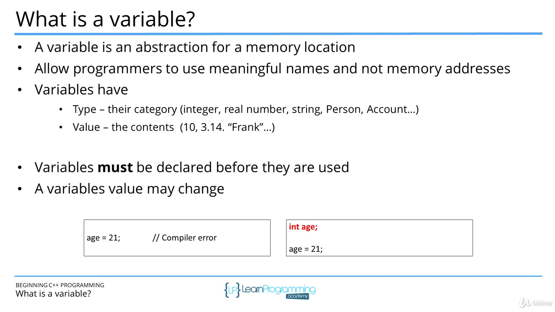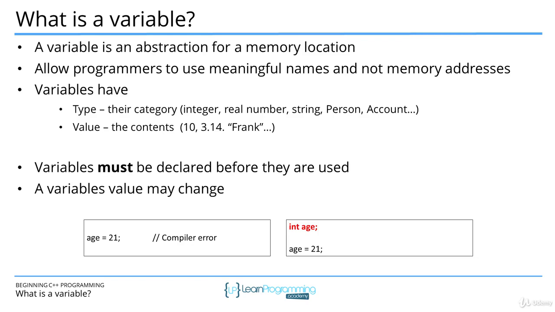It's important to understand that variables have two main properties. First is their type. The compiler needs to know what types of values are legal to store in age. In the first code snippet on the left, we tell the compiler to store 21 in age, but we never told the compiler what is valid to store in age. This will produce a compiler error telling us that age hasn't been declared.